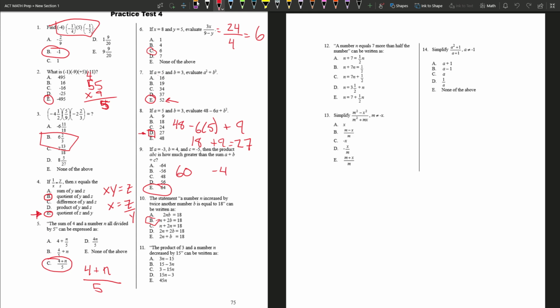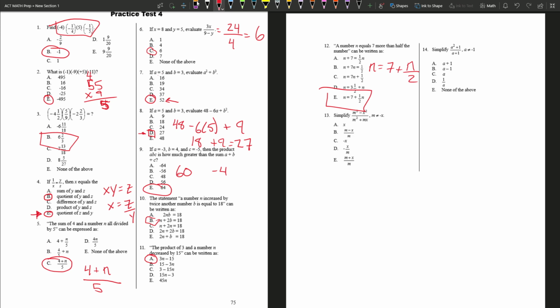Yep. Carter and Liam, you agree? Cool. All right. Number 12 is kind of the same. I'm going to skip that. Okay, that's all right. A number n equals 7 more than half the number. So this should be E. Do you guys see how that works? Yeah.